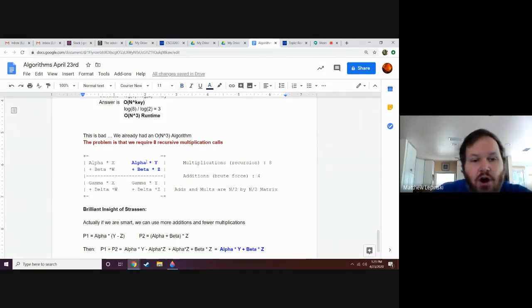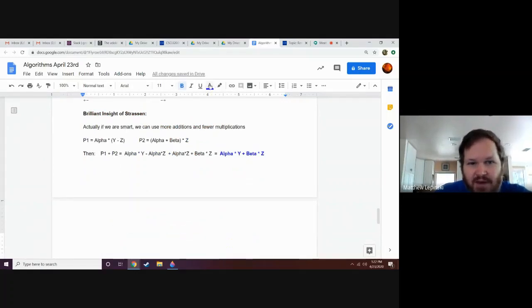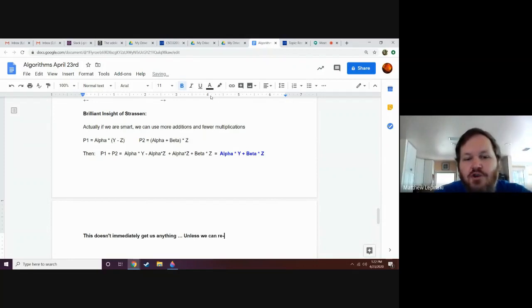So here we are doing 2 multiplications to calculate this piece up here. And Strassen said there's another way that you can do 2 multiplications to calculate alpha times y plus beta times z. He came up with another way to get this with 2 multiplications, but this still hasn't bought us anything. This doesn't immediately get us anything unless we can reuse either P1 or P2.